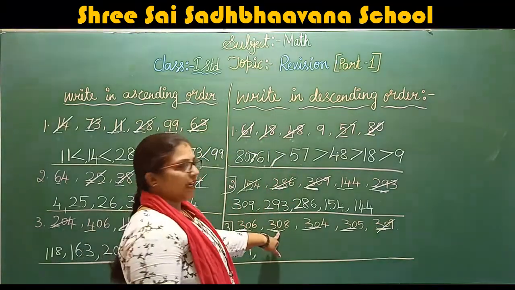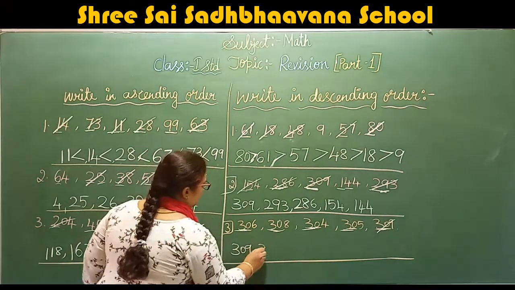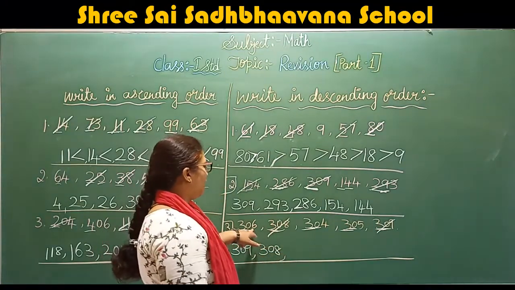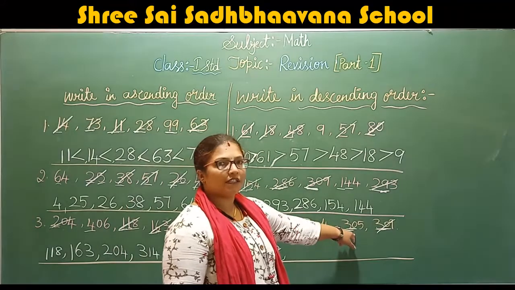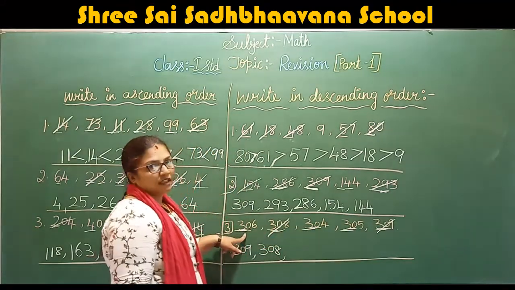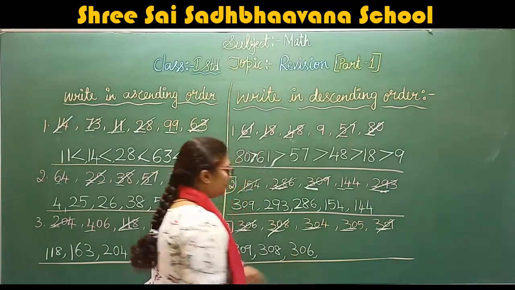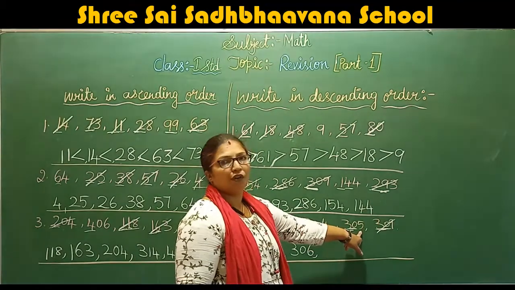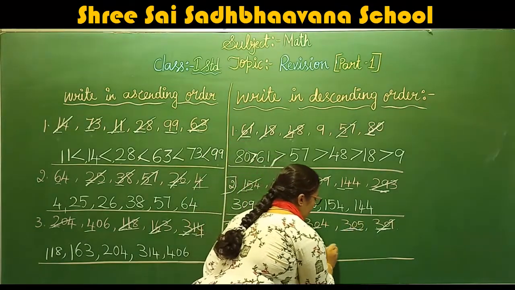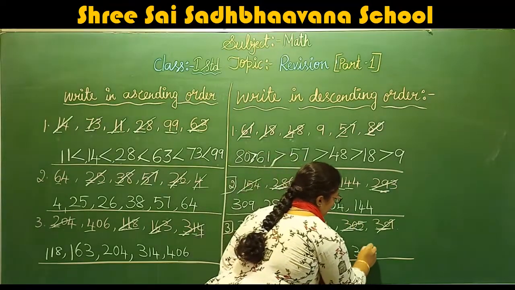309. The number before 9 is 8, so 308. After 8, we have 6, 4, 5. Which is the biggest number? 6 is the biggest number. So we should write 306. Here 5 and here 4. Which is the greatest number? 5 is the greatest number. So 305. Then 304.